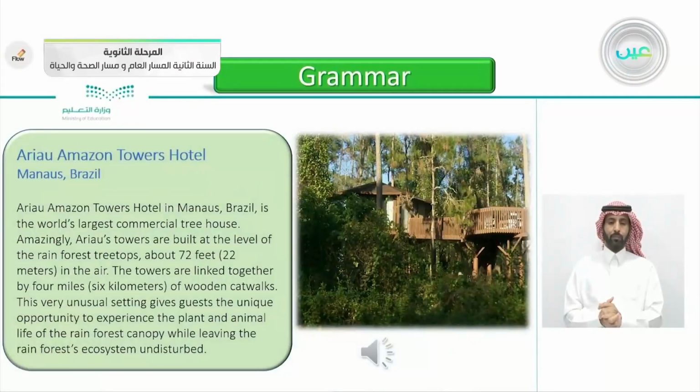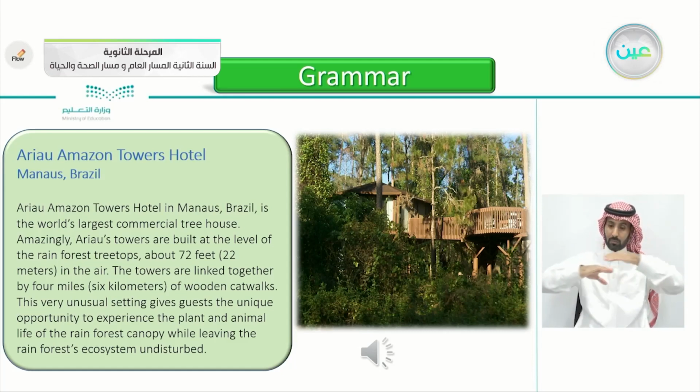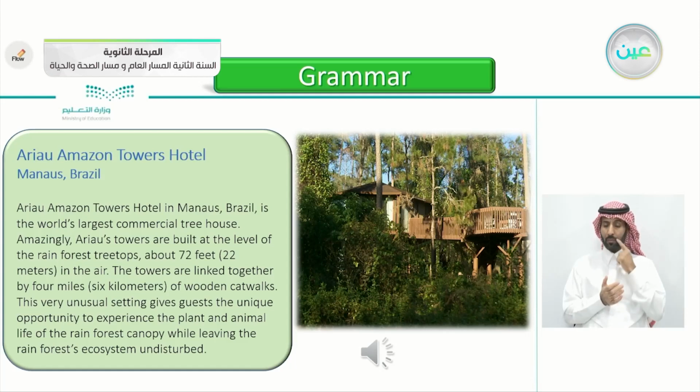The other article here, let's listen to it. Arraial Amazon Towers Hotel, Manaus, Brazil. Arraial Amazon Towers Hotel in Manaus, Brazil, is the world's largest commercial tree house. Amazingly, Arraial's towers are built at the level of the rainforest treetops, about 72 feet, 22 meters, in the air. The towers are linked together by 4 miles, 6 kilometers, of wooden catwalks. This very unusual setting gives guests the unique opportunity to experience the plant and animal life of the rainforest canopy while leaving the rainforest's ecosystem undisturbed.